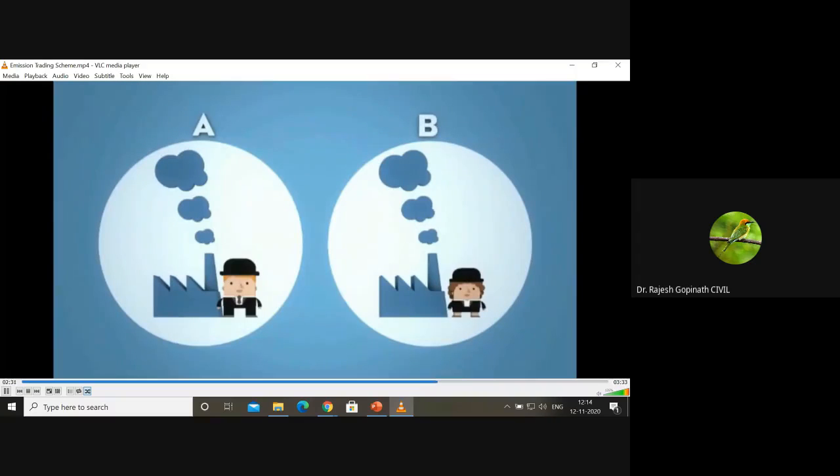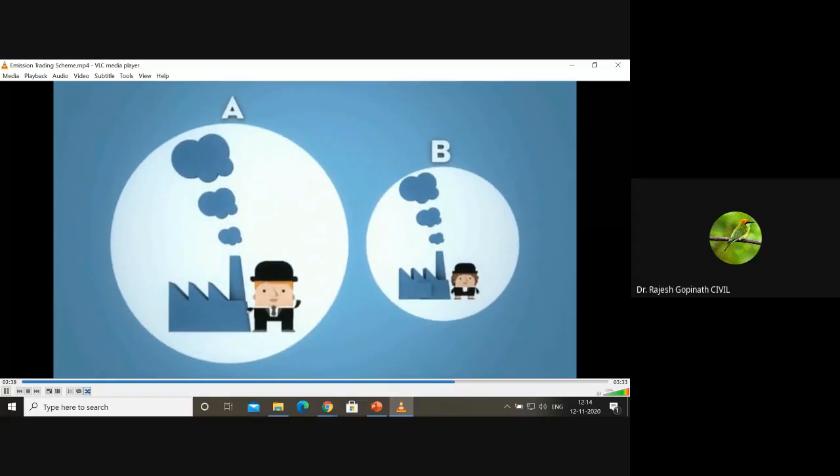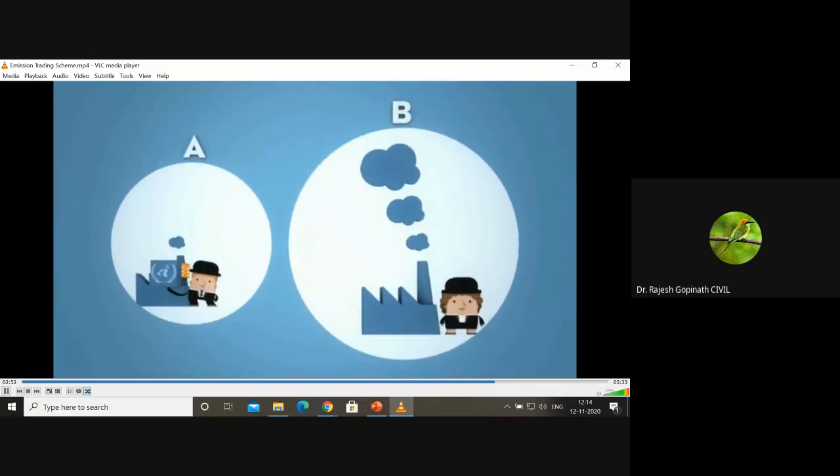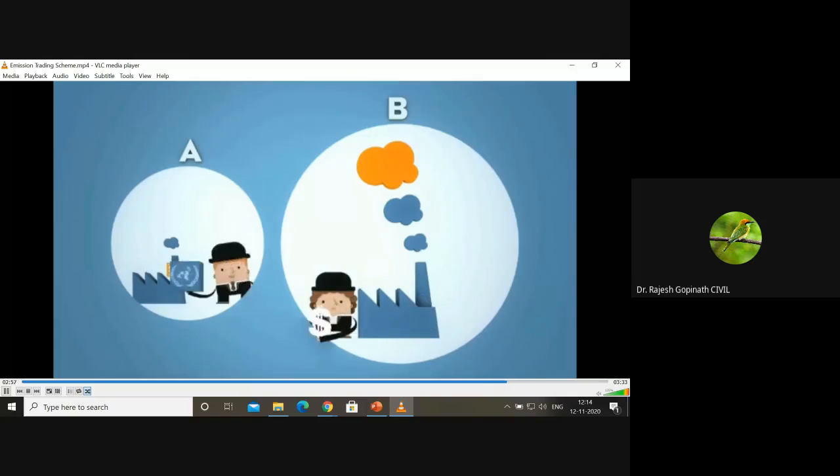Let's look at an example. Factory A and B have both been allocated carbon units by their authorities. Factory A decides to reduce its emissions by implementing climate-friendly measures. Their reduction efforts are in fact so successful that they have carbon units to spare. These can then be sold. Factory B, on the other hand, is unable to reduce its emissions and has to buy carbon units from Factory A, for instance.